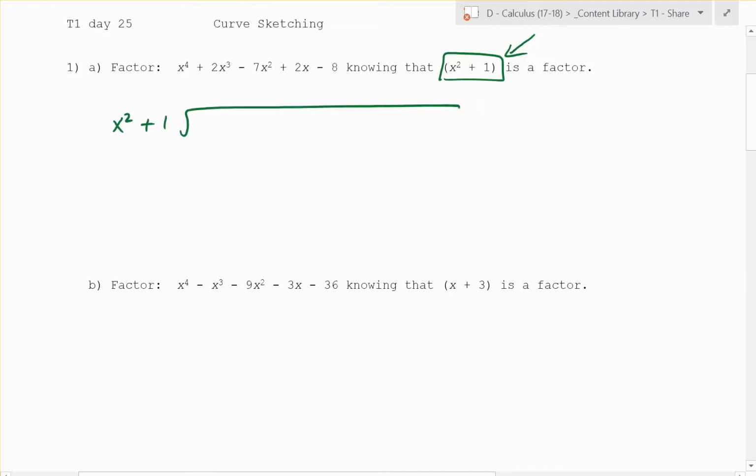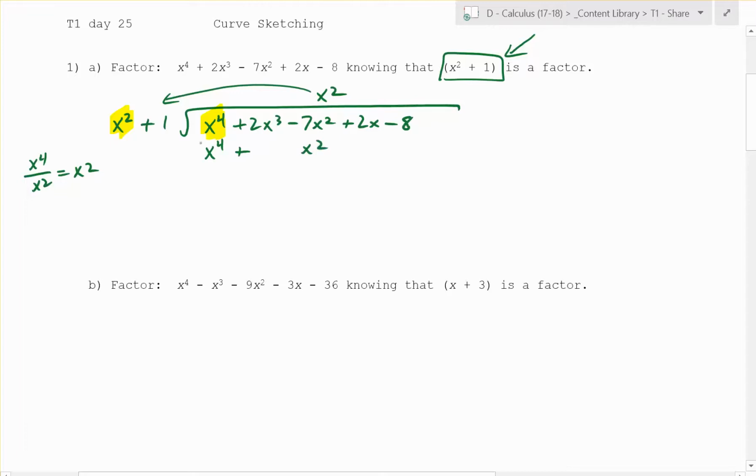You do that by writing out x squared plus 1, and then underneath it you write the polynomial you're dividing into. Now you need to remember one phrase, and that's leading over leading. So you take x to the fourth over x squared, and you end up with x squared, and you write that over the x squared term. Now you multiply by both of those terms, and you get x to the fourth plus x squared. Remember, I'm writing these all underneath the term, so x squared times 1 is x squared.